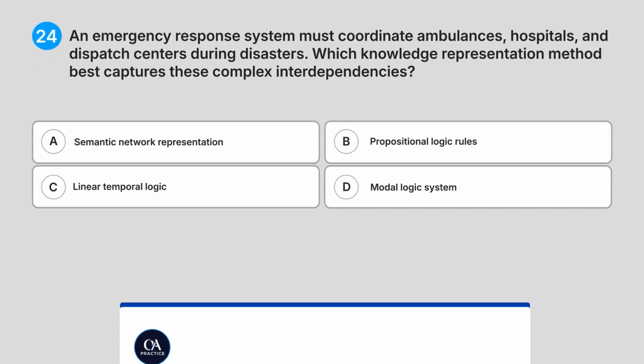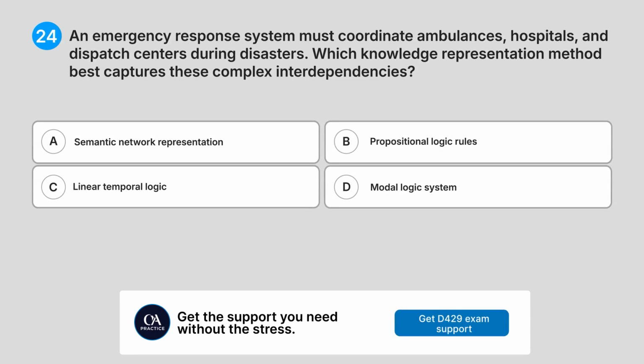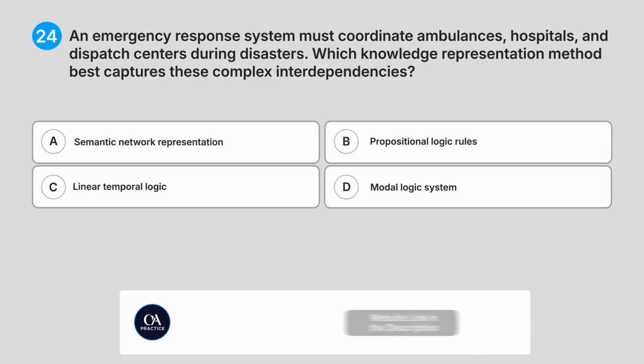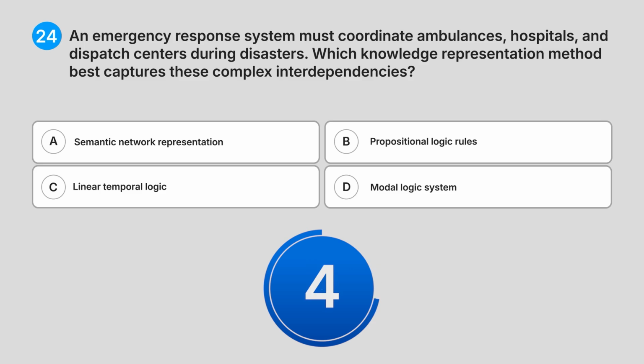24. An emergency response system must coordinate ambulances, hospitals, and dispatch centres during disasters. Which knowledge representation method best captures these complex interdependencies? A. Semantic network representation. B. Propositional logic rules. C. Linear temporal logic. D. Modal logic system. Do you know the answer?